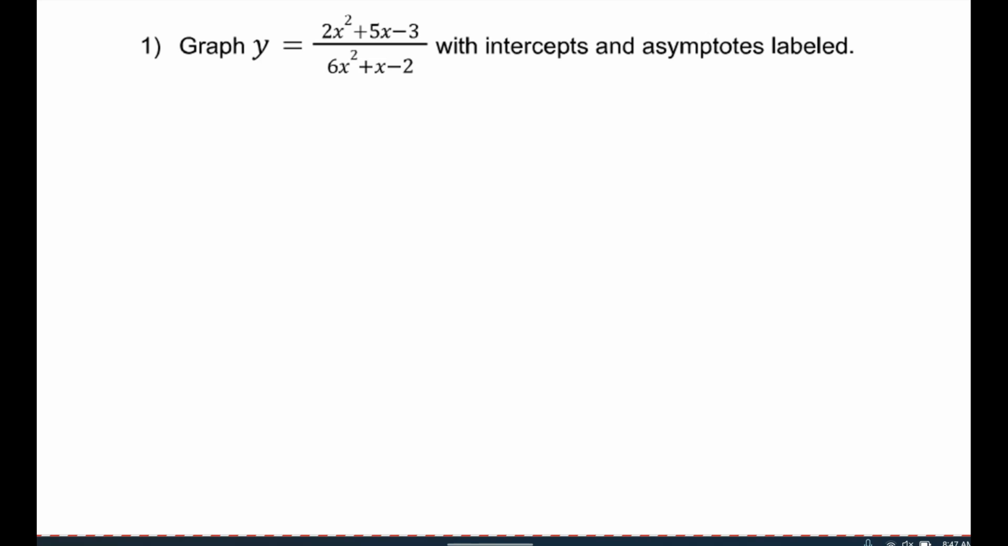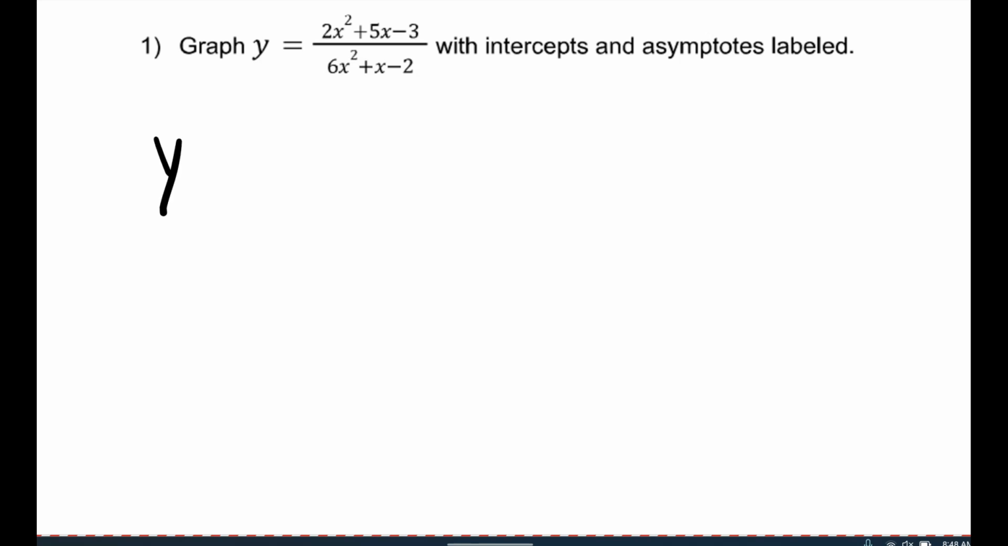So I'm going to go through this graphing rational expressions review just to give you an idea of what to expect for the test, and if you had any trouble going through these on your own, this could be a guide to help you out a little bit. So if I'm graphing something that looks like this, I notice it's a quadratic over a quadratic, and hopefully both of those polynomials will factor.